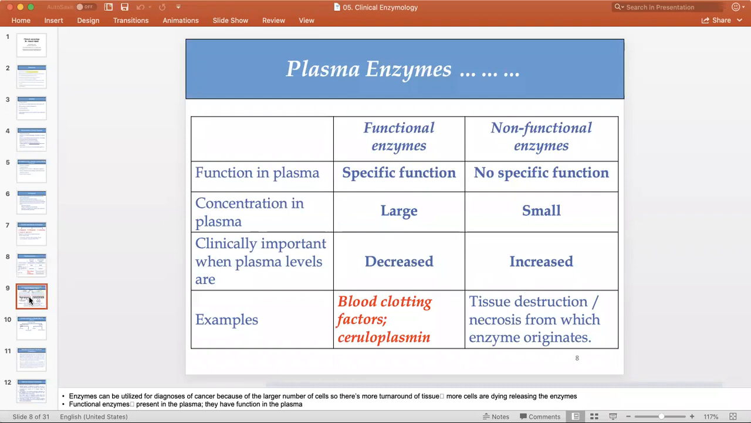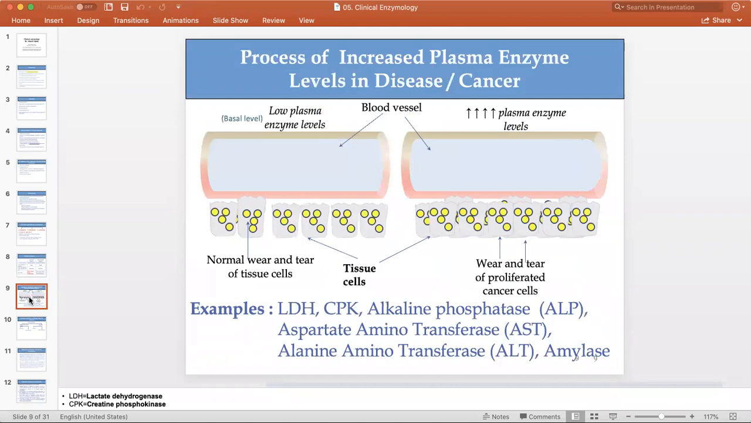All right, so this is just another example. Here we have low plasma enzyme levels. This is your normal wear and tear of the tissues. This will spill only low levels of the enzymes. Whereas if you have increased wear and tear of the tissues, this might happen in cancer cells or any disease states, you will have an increase in the plasma enzyme levels. We have multiple examples: LDH, creatine phosphokinase, ALP, AST, ALT, amylase, lipase, and so on. It just goes on, okay?